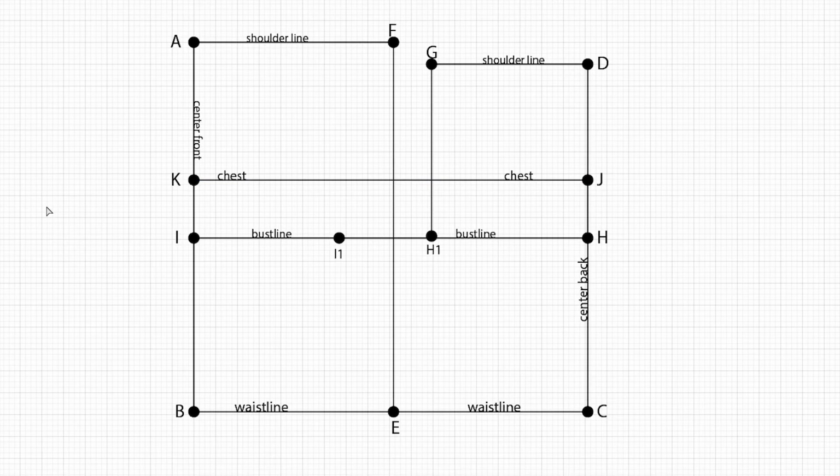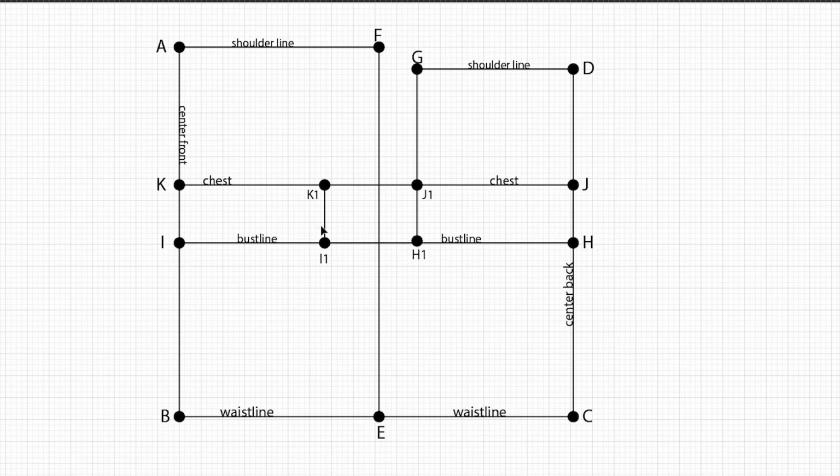Now go to point I1 and draw a straight line all the way up to that chest line. It'll be a 90-degree angle line up to the chest, and we're going to mark that point K1. I labeled that point K1, and then I went over to H1, and where that line crossed the chest line, I labeled that point J1. Go ahead and do that as well.